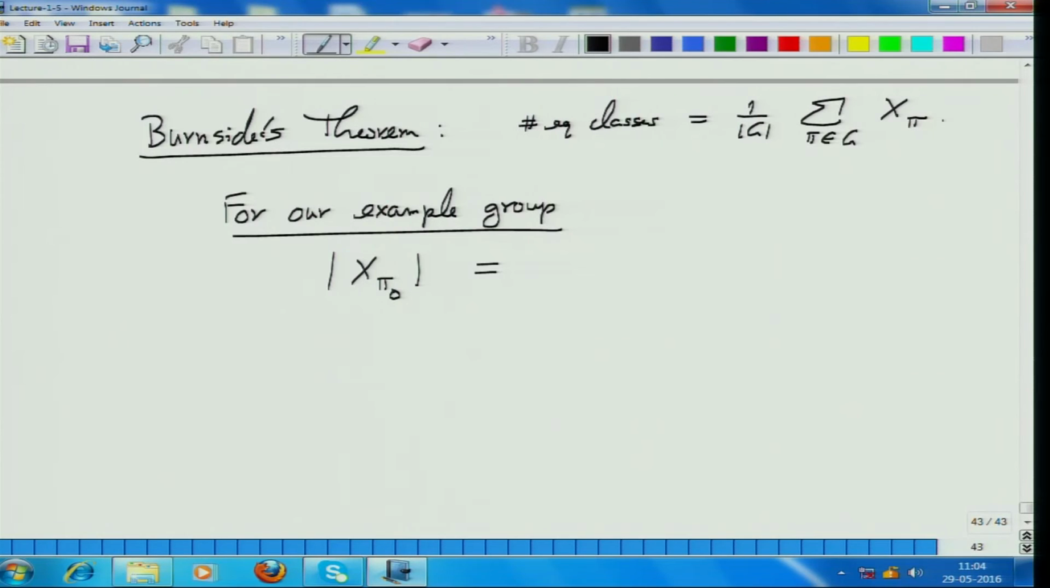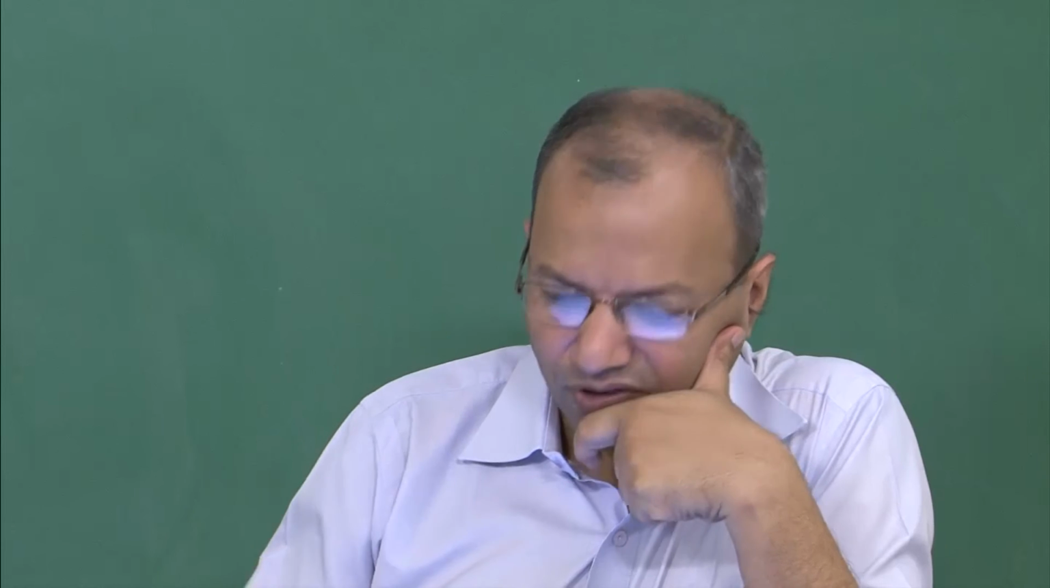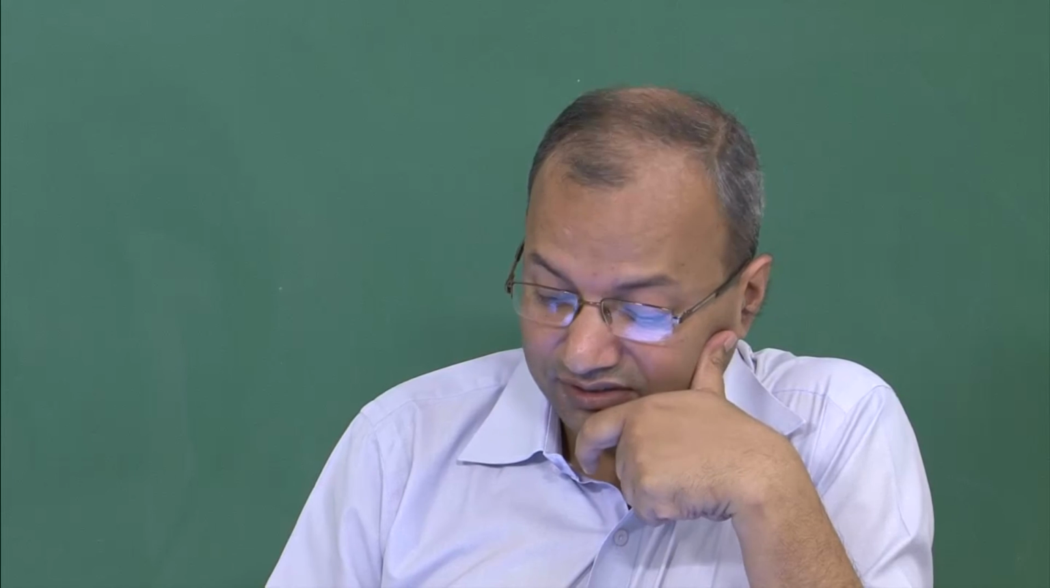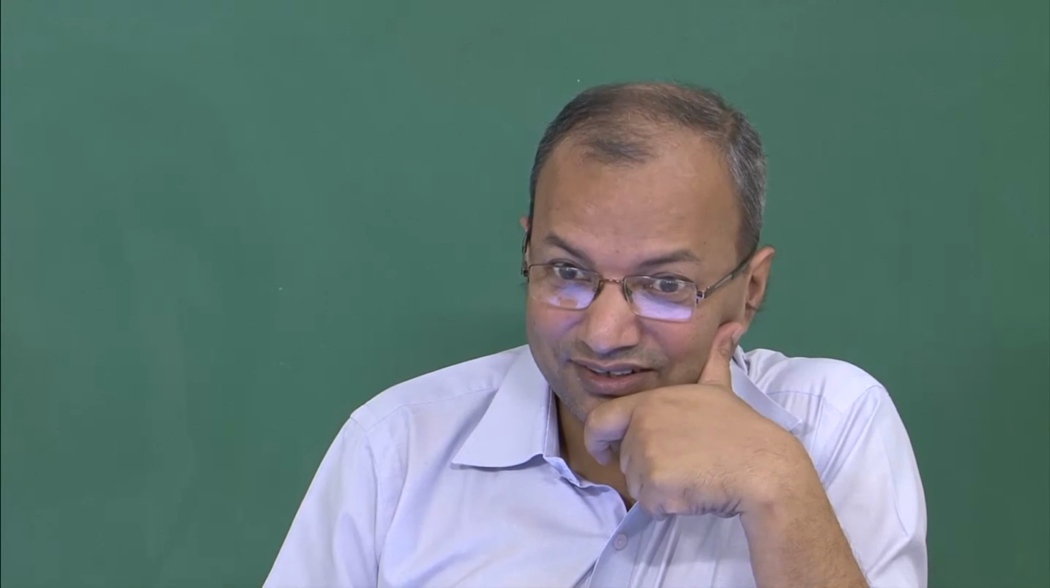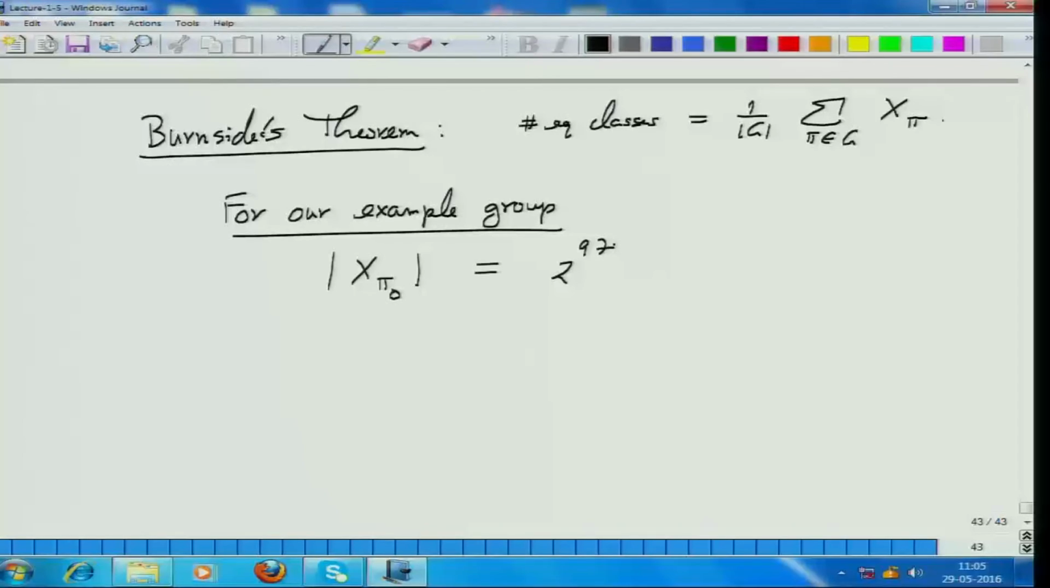Pi 0 maps each node to itself. There are 97 nodes in that figure. So how many distinct colorings are there? How many colorings are there which are preserved by pi 0? All. What is that number? 2 to the power 97. Okay.